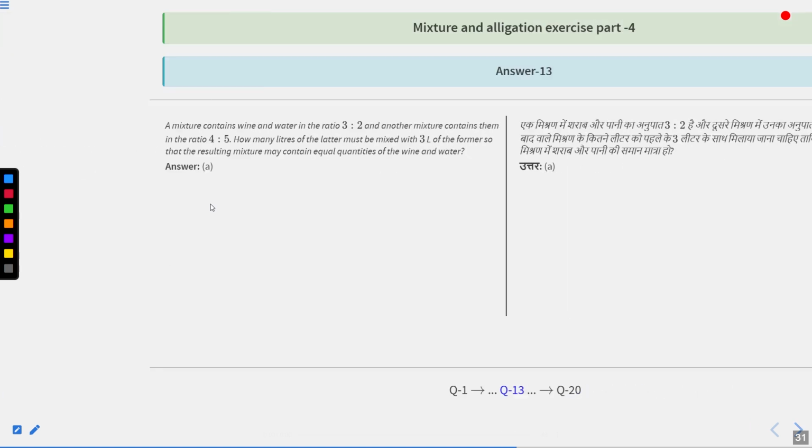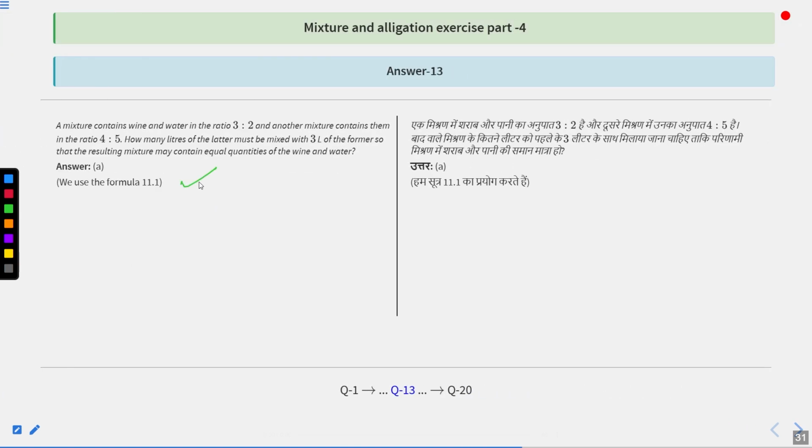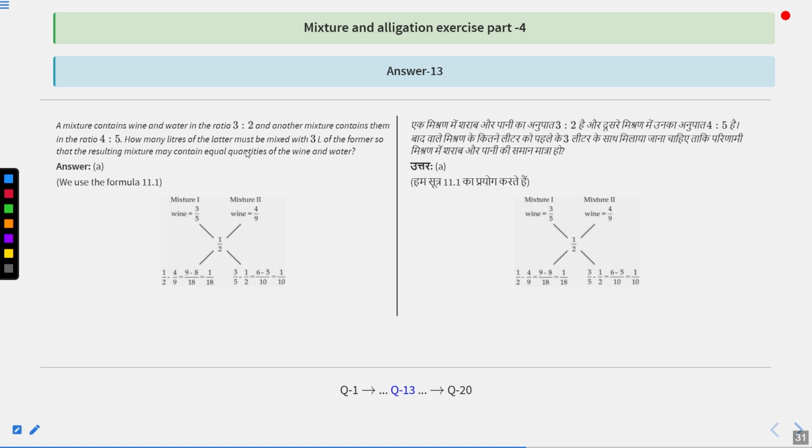Now time's up. Let's see the solution. We are using alligation formula. Same way, wine and water. So if there is in a mixture 3:2, it means 3 unit of wine, 2 unit is water. So total is 5. So wine will be 3/5.